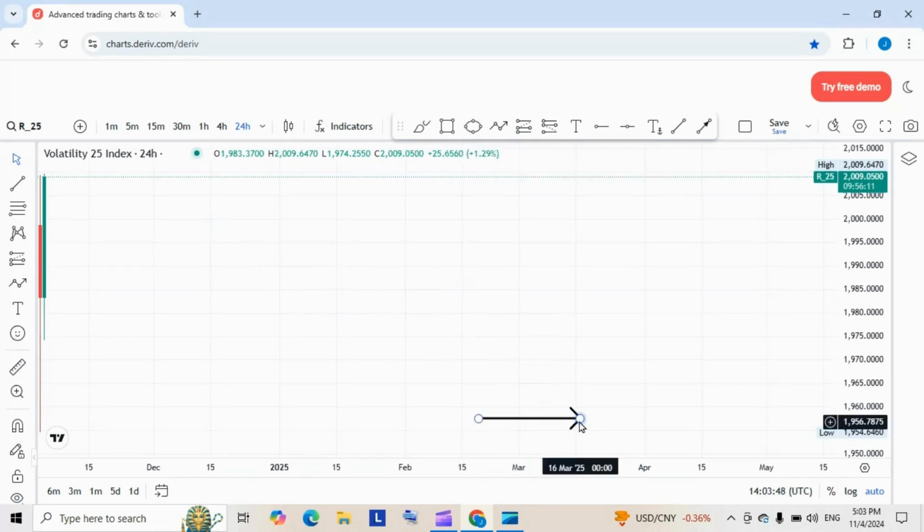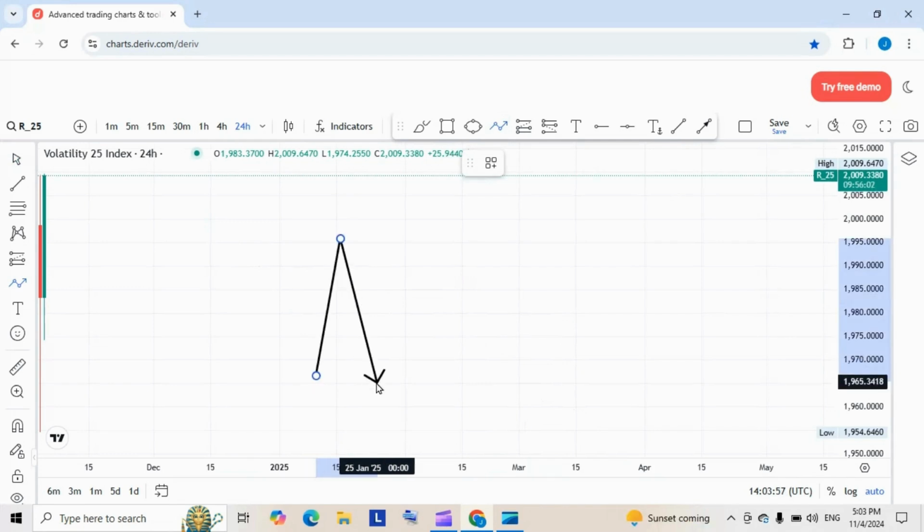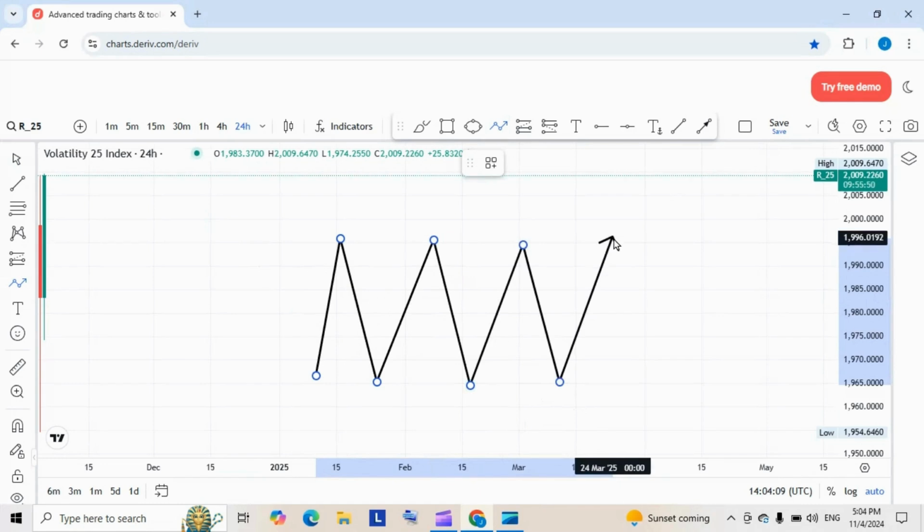All right, the ranging or sideways. This is what we have. The buyers enter the market, push the price up like this, and the sellers push back down, then push up like this. This is where we have equal high, equal low. This is our equal low. This is our equal high, equal low, equal high. All right, equal low and equal high. So this one is understandable.